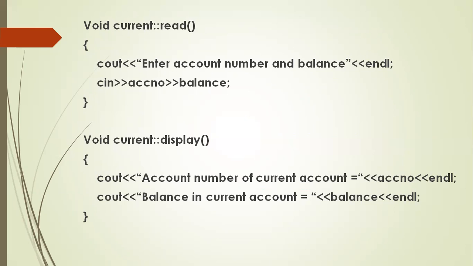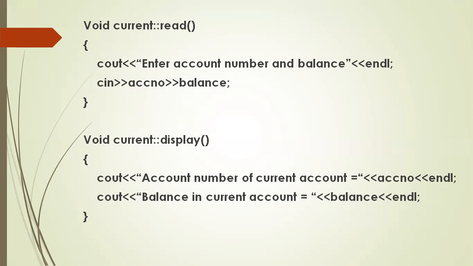The purpose of the read function is to read the current account number and the balance. So cout, enter account number and balance; cin, account number and balance. The second function is the display function. Again, its return type is void. The class it belongs to is current, then display. Its purpose is to display the account number and balance of the current account. So, account number of the current account equals ACCNO, and balance in the current account equals balance.